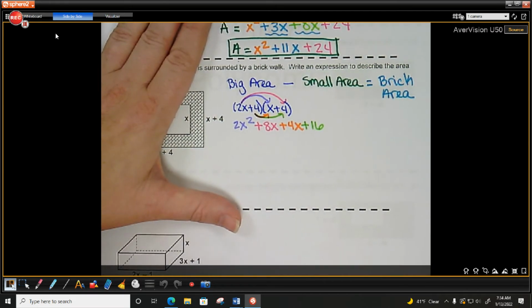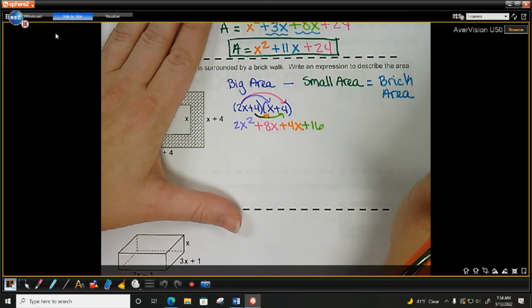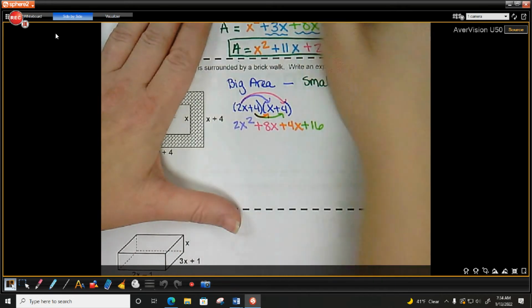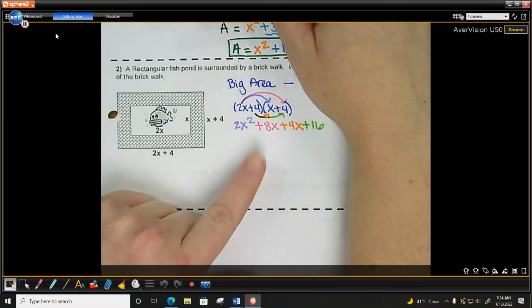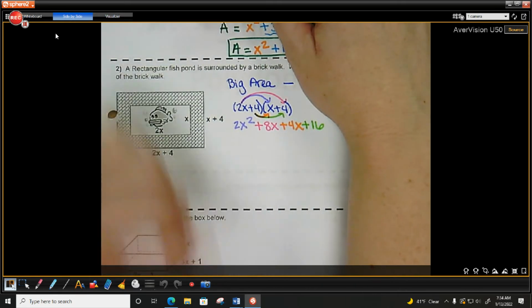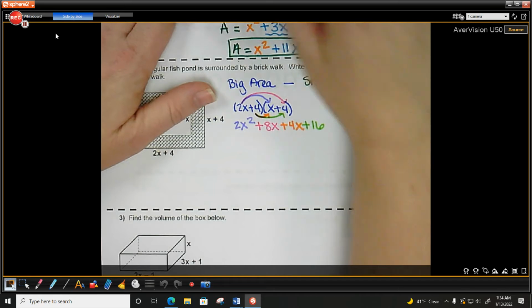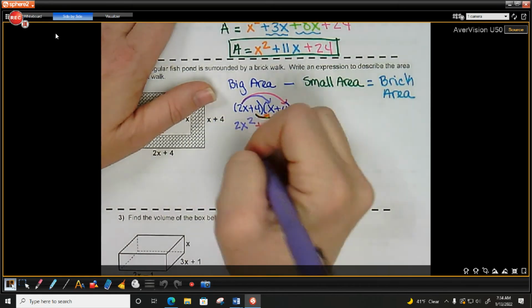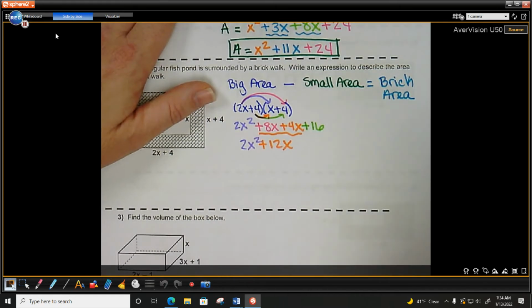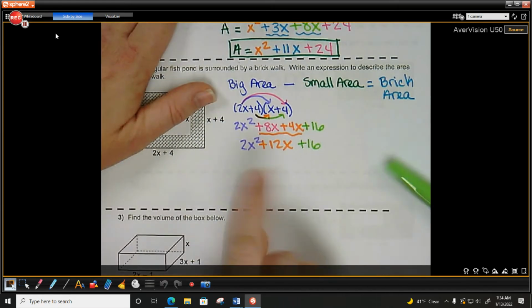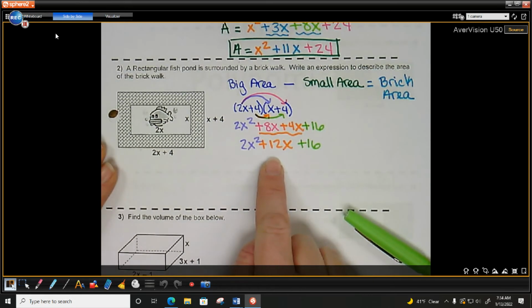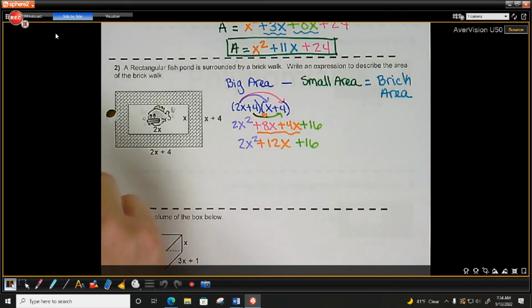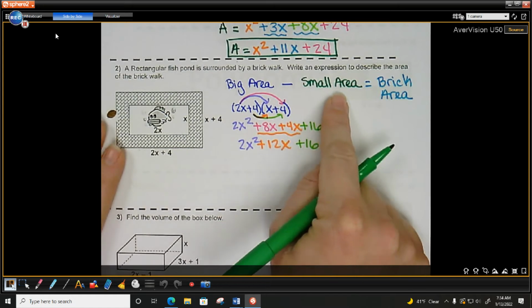Am I done distributing? Yes. What do I do next, Miles? Subtract it by what? The small area? Before I even do that, let's keep simplifying this. Is there anything I can do here to make it simpler? 8x plus 4x is what? 12x. Very good. Combine your like terms. Drop down your 2x squared, drop down your plus 16. So is my big area now simplified, guys? Okay, so then I need to find my small area. How am I going to find my small area, Regina?